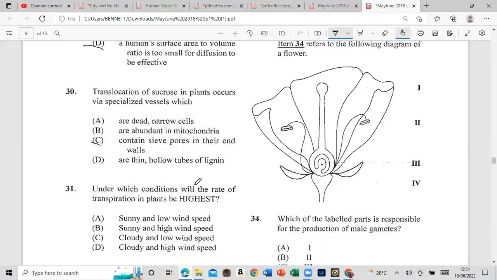31, under which condition will the rate of transpiration in plants be the highest? A, sunny and low wind speed, B, sunny and high wind speed, C, cloudy and low wind speed, or D, cloudy and high wind speed. And that is sunny and high wind speed. So that's B. Let's move on to 32.